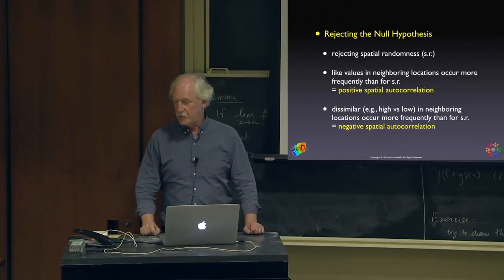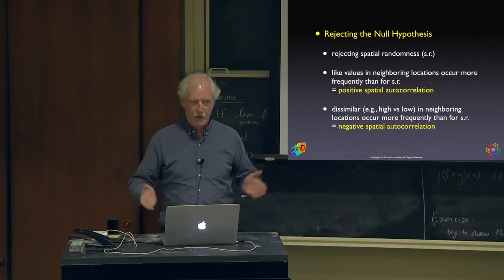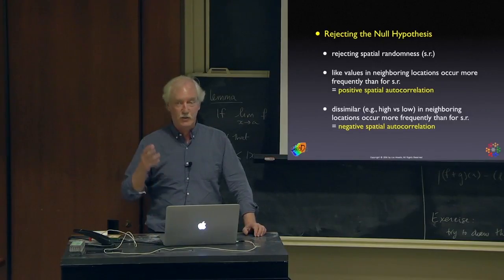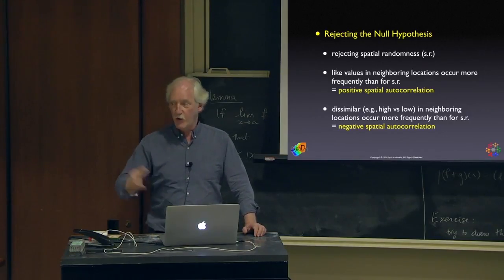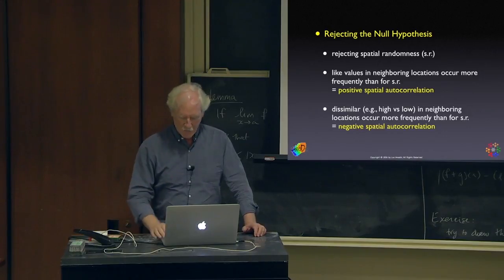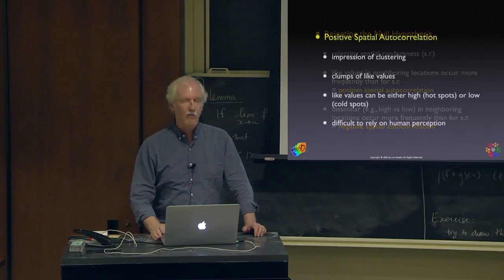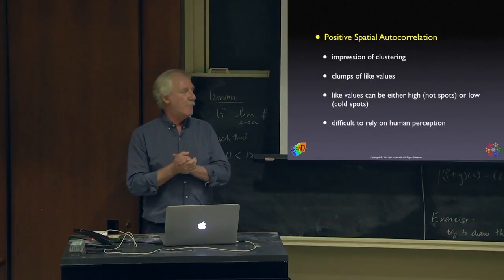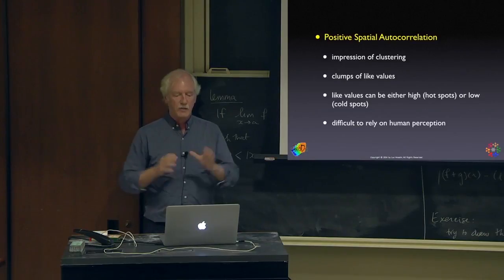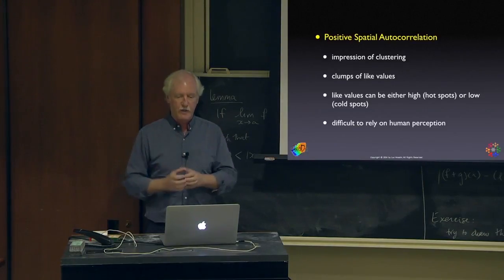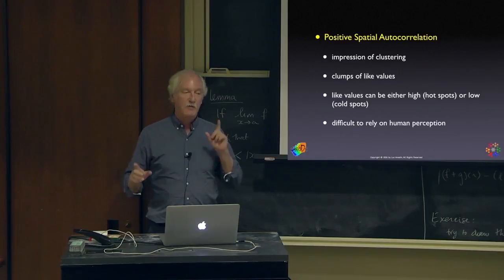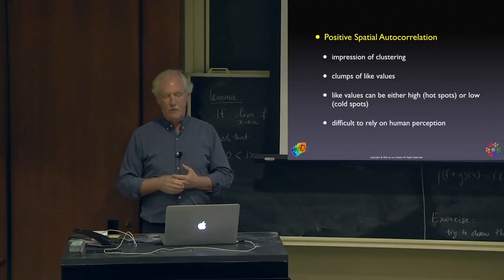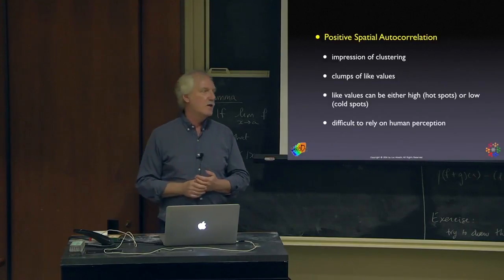Now, one of the problems and one of the reasons why people like me are in business, is that this is very difficult to tell by just looking at it. We just went through all the visual analytics. Now I'm kind of undermining the whole rationale for visual analytics, and in a few minutes you'll see why. So just to recap, positive spatial autocorrelation is clumps of like values clustering, but the values can be either high or low. If they're high, they're typically referred to as hot spots, and when they're low, they're referred to as cold spots.